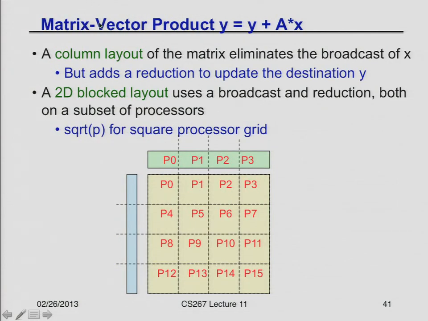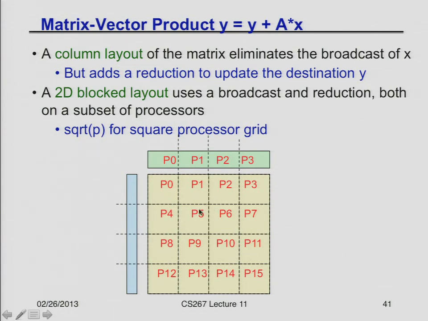Now, if I were to change the layout and store my matrix by block columns instead of by block rows, I wouldn't have to broadcast x anymore because I'd be multiplying a tall, skinny block of A by my locally stored piece of x. But instead of communication to broadcast x, I'd have communication to update y, right? Because every processor would own a component of y, and they'd all have to be summed, so that's a reduction.